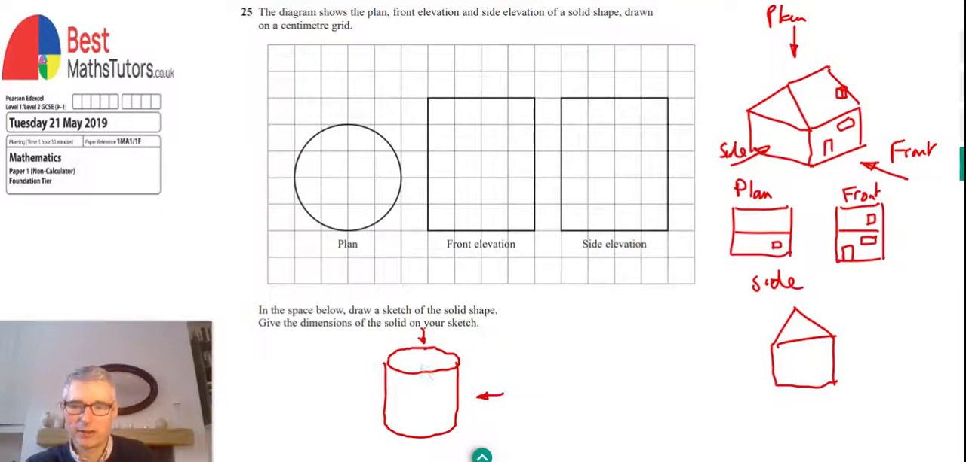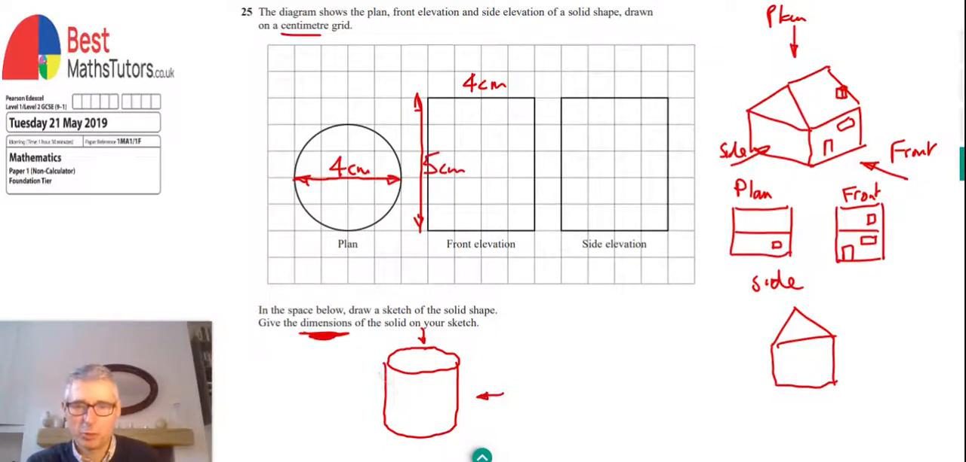So we can see that that's the correct shape to draw it in 3 dimensions, but it's asking us as well to put the actual dimensions on it. Because this is a centimetre grid, the distance across there is the number of squares across, and so that's going to be 4 centimetres. And this is also 4 centimetres here, and the height there is the number of squares, so that's going to be 5 centimetres as well.